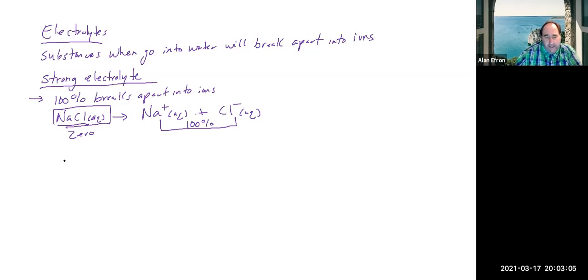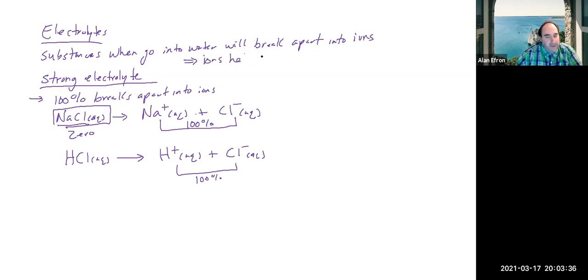Hydrochloric acid, which is a strong acid, when it's in solution, also 100% breaks apart into ions, and 100% of what you would have in that solution are these ions. Why is that important? Well, the other part of the definition of an electrolyte is that when it breaks apart into ions, it is those ions that help conduct electricity.